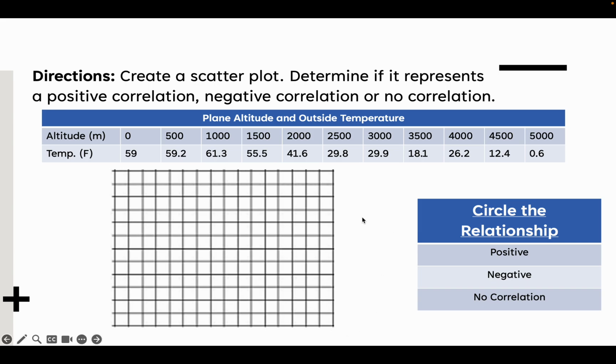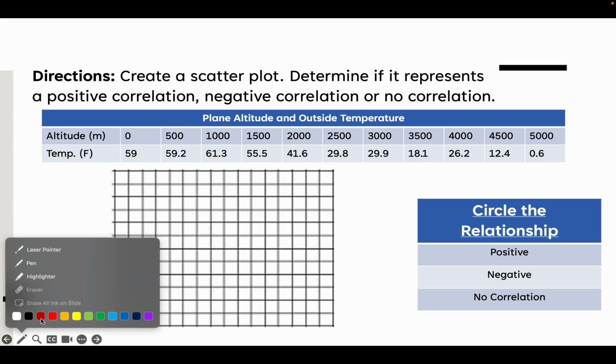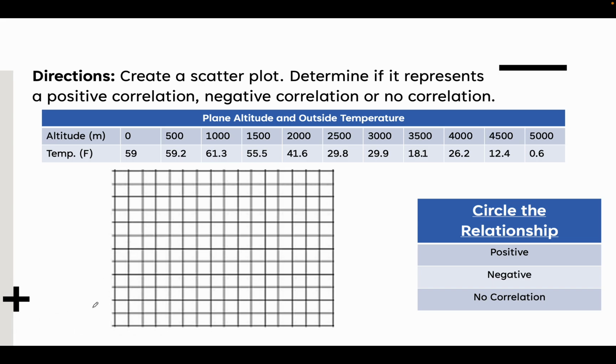Let's try this type of exercise. You're going to have a chance to do two different graphs. So I'm going to grab my pencil and choose a color. Here's my X value. It is the altitude. These are plane altitudes and outside temperature. So when the plane is at this altitude, the temperature just outside the plane is 59 degrees.